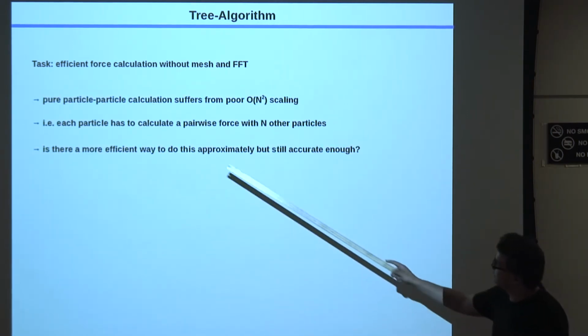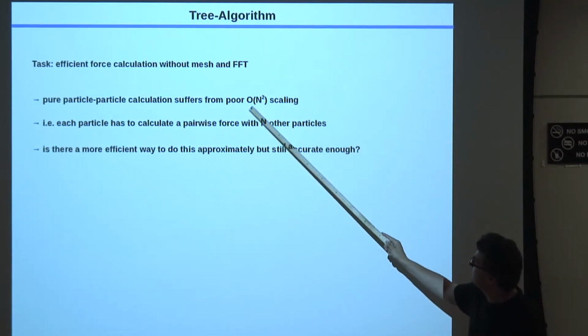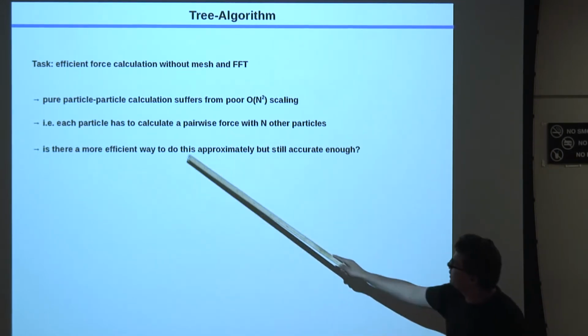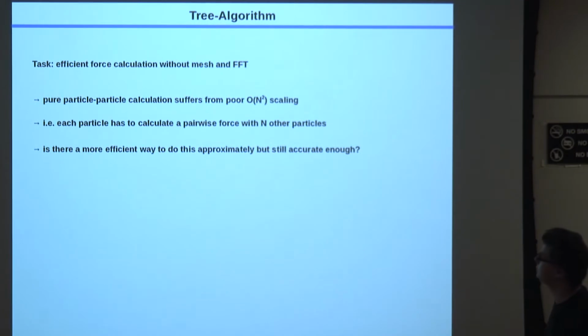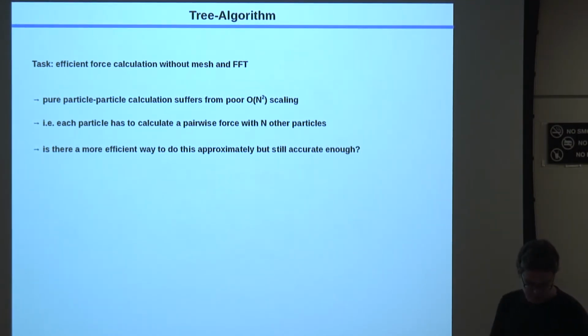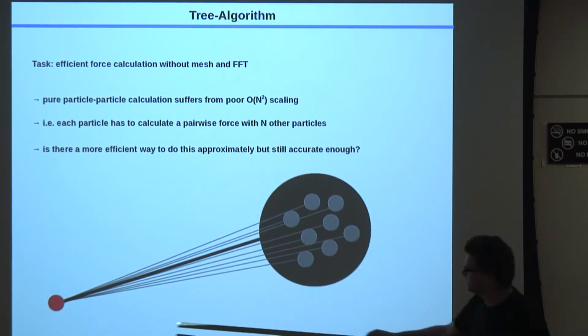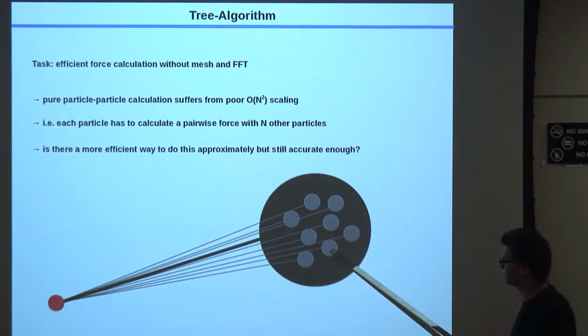Well, we just said that if we do pure particle-particle calculations in this P-cube M method, we suffer from this pure N-squared scaling. Each particle still has to calculate the pairwise force with N other neighbors, so if there's a lot of clustering, it becomes slow. So the question is, is there a more efficient way to do this particle-particle calculation? The idea of this tree algorithm is the following: you have your particle here that wants to calculate the gravitational interaction with all the other particles here.